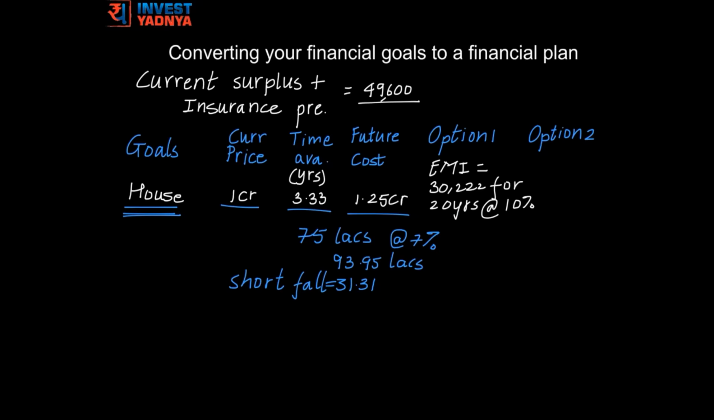So after 3.33 years, if Parul and Puneet take a home loan for 20 years at the rate of interest of 10%, the EMI works out to be 30,222 rupees. Since Parul and Puneet are taking a home loan for this particular goal, there's no investment required.